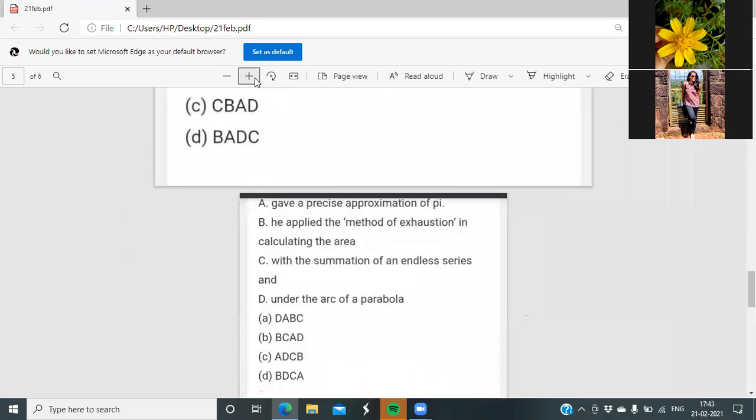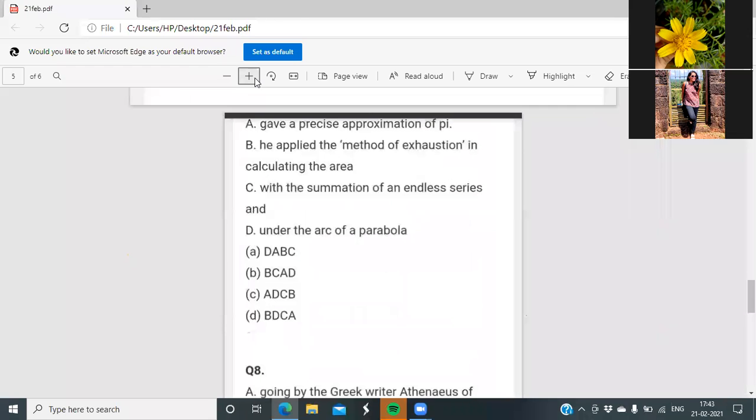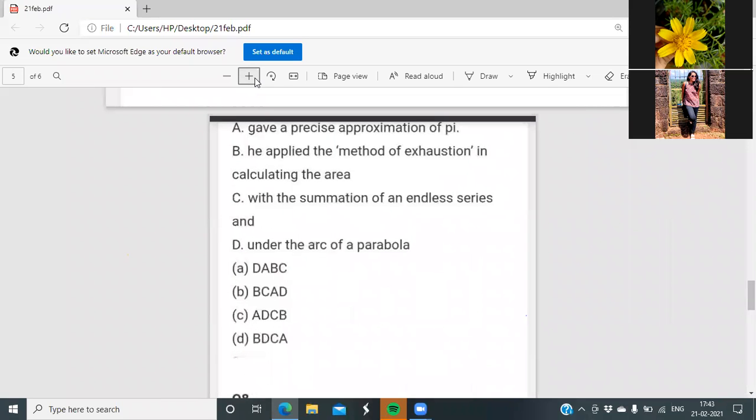Gave a precise approximation of pi. He applied the method of exhaustion in calculating the area with the summation of an endless series and under the arc of a parabola. Sorry, I read it wrong: gave a precise approximation of a pi. So what do you think? What would be the correct option for this? Take your time. Don't be in a hurry. And let me know.